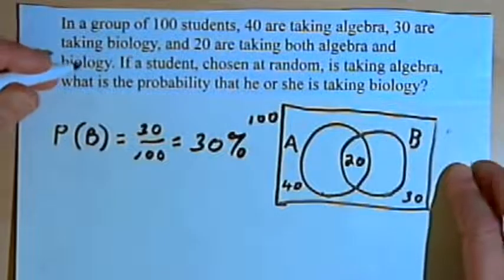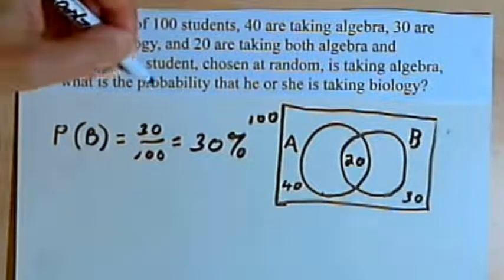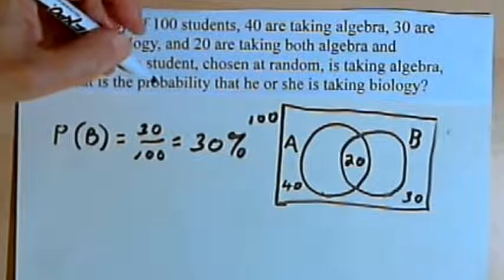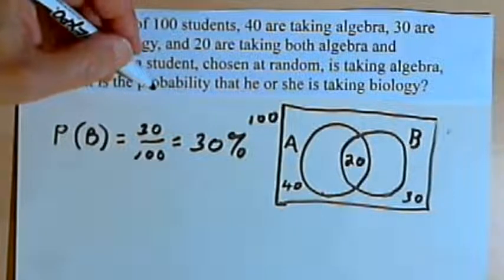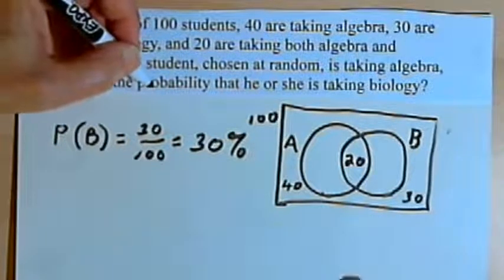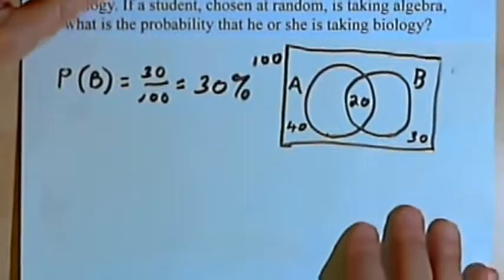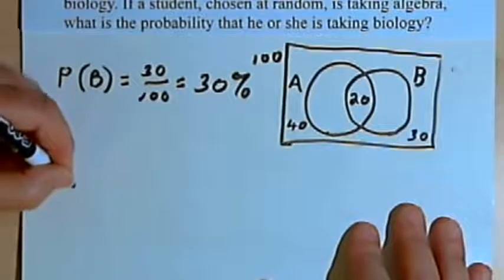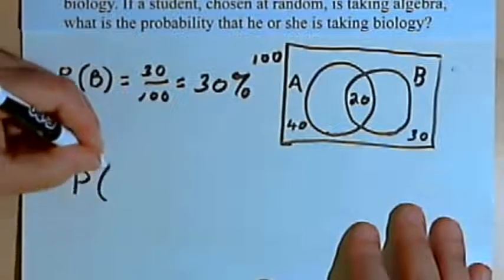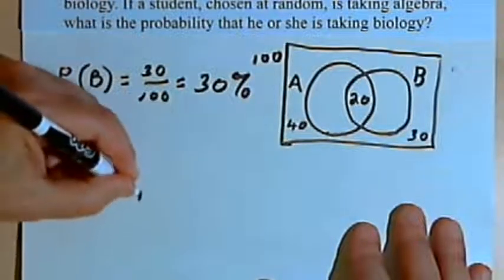But what the question asks you is this. It says they've already chosen a student at random, and that student is taking algebra. What's the probability that he or she is taking biology? Okay, so this is conditional probability. We're going to write the probability of B given A.